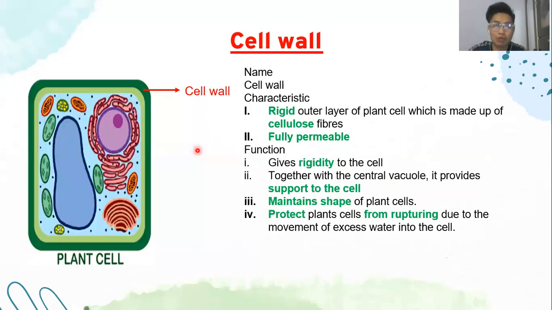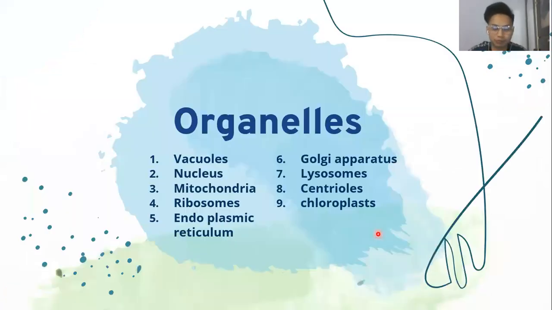And the last one is the cell wall. The characteristic is a rigid outer layer of plant cells which is made of cellulose fibers and is fully permeable. It gives rigidity to the cells. Together with the central vacuole, it provides support to the cell. It helps the cell maintain the shape of plant cells and protects plant cells from rupturing due to the movement of excess water into the cell.